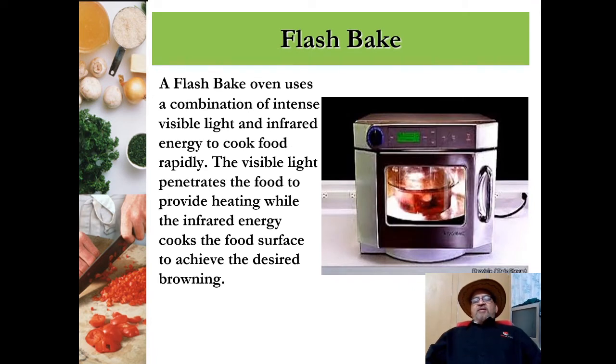Flash baking uses a combination of intense light and infrared energy to cook food rapidly. The visible light penetrates the food to provide heating, while the infrared energy cooks the food surface to achieve the desired browning. Happens very fast.